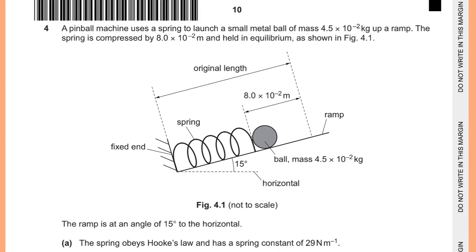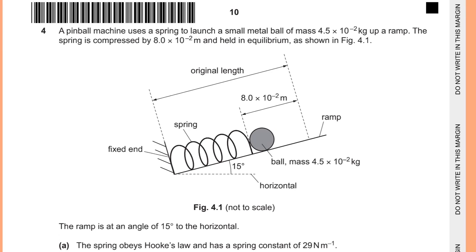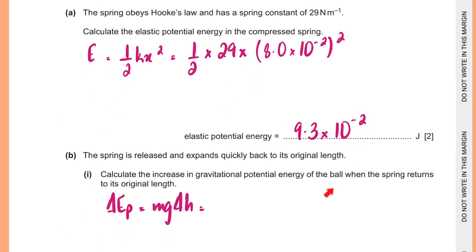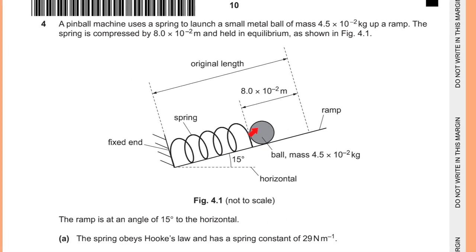So for the height, it's compressed by this much, right? So okay, this is just the GPE that it gains as the spring basically decompresses, right? So the spring returns to its original length. So this is that slanted distance, but it's not really the height. The height would be this distance. This one would be cos, so this one is sine. So 8 into 10 to the negative 2 into sine 15 is the height.